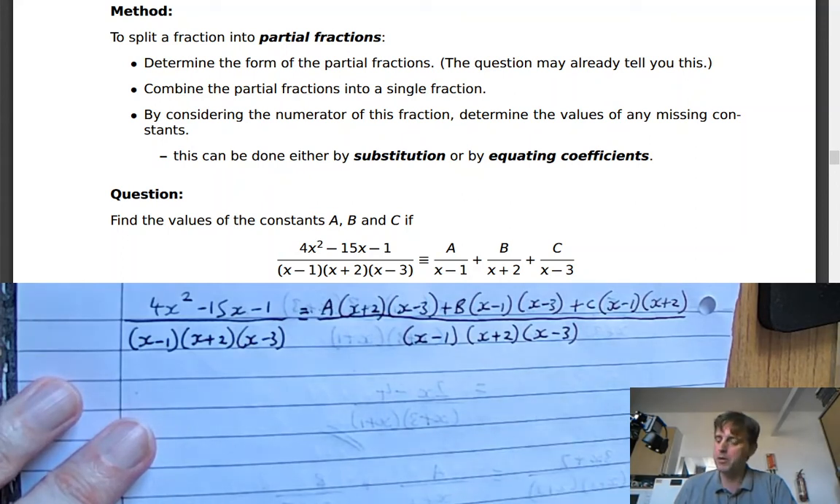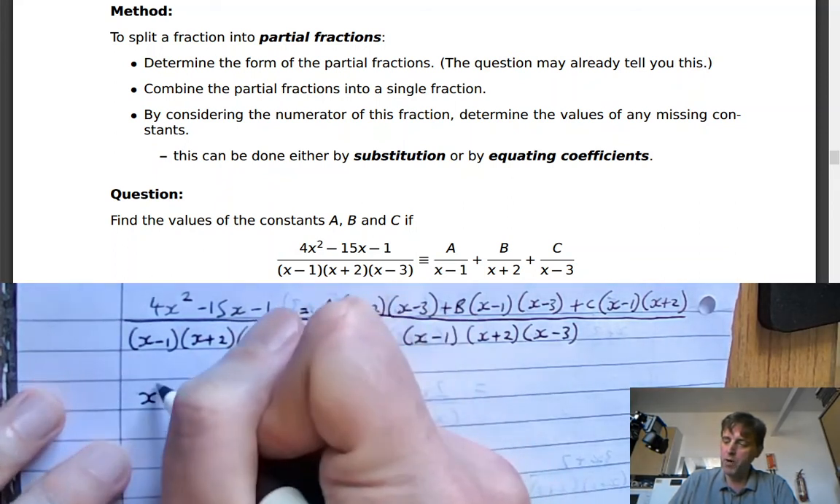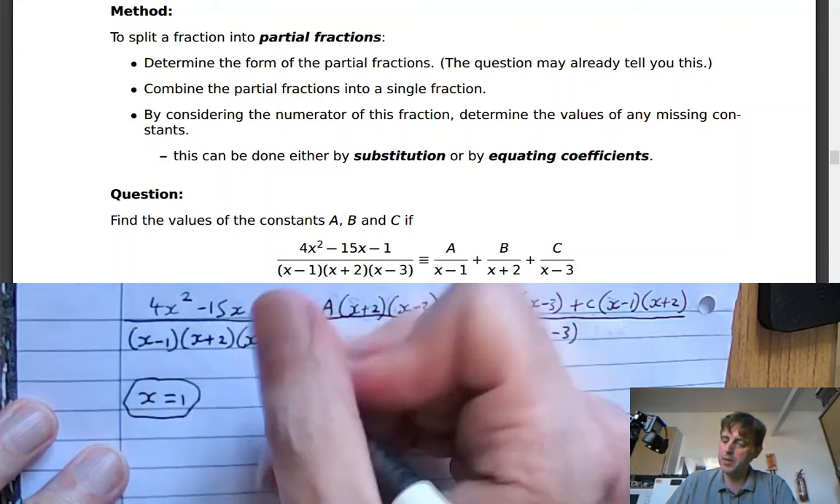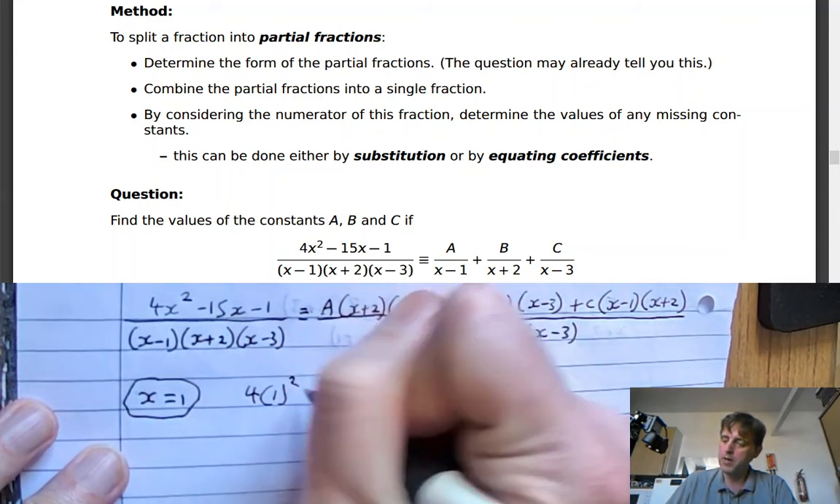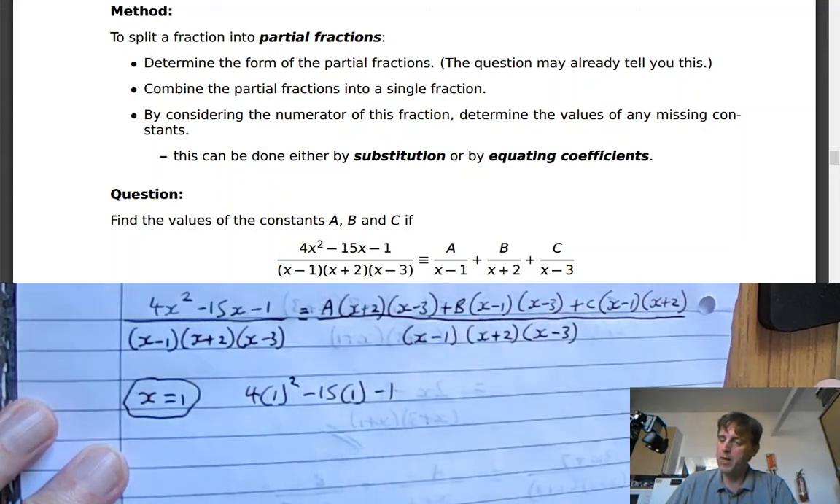Let's work out what numbers to substitute in. So if we have x equals 1, the numerator on the left-hand side becomes 4 times 1 squared minus 15 times 1 minus another 1 there. And then the numerator on the right-hand side, well, I won't write it all out this time because hopefully we're getting the idea by now.